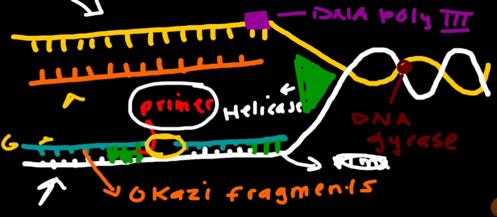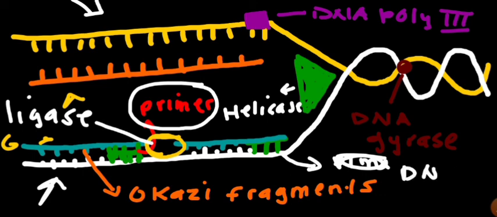Okay, so we said ligase seals the neck. So ligase seals the neck. Okay, then here DNA polymerase 1, DNA poly 1, it's the one that removes the primers.